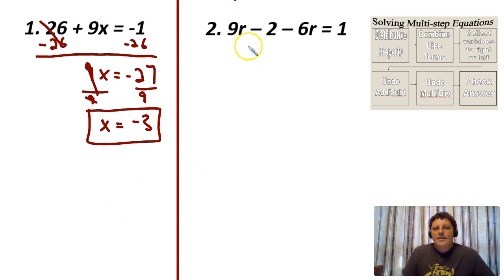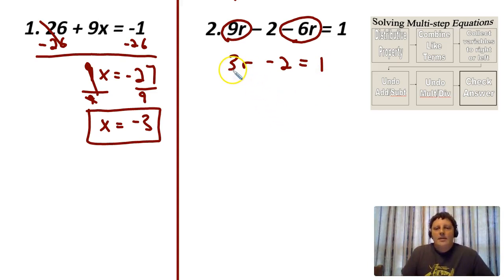In the second example, we actually do have some like terms that we can add together. The 9r is a like term with the negative or minus 6r. So we're going to combine those together first by just doing exactly what you see. 9r minus 6r is 3r. Bring down the -2, bring down the equals and the 1.